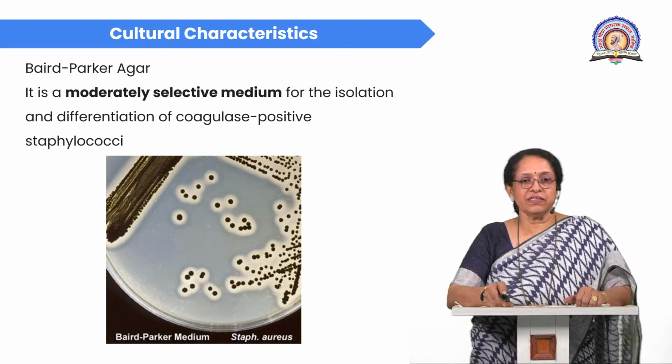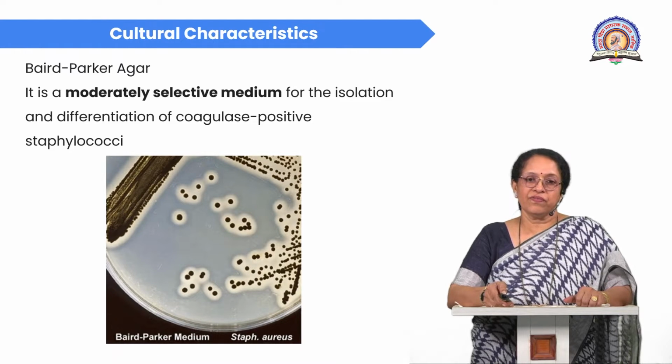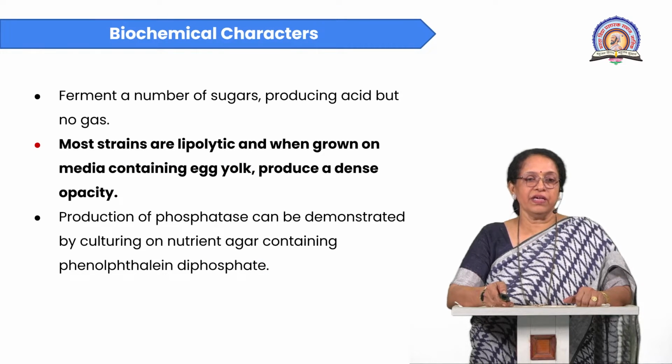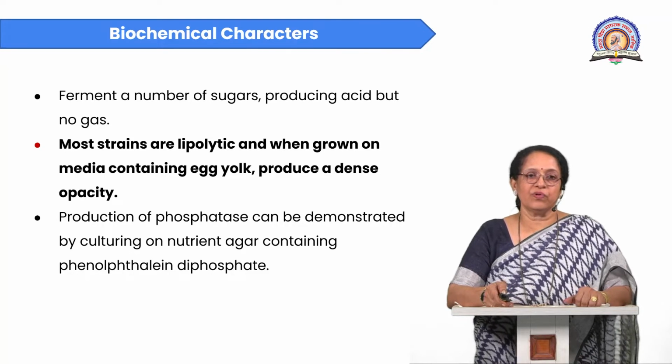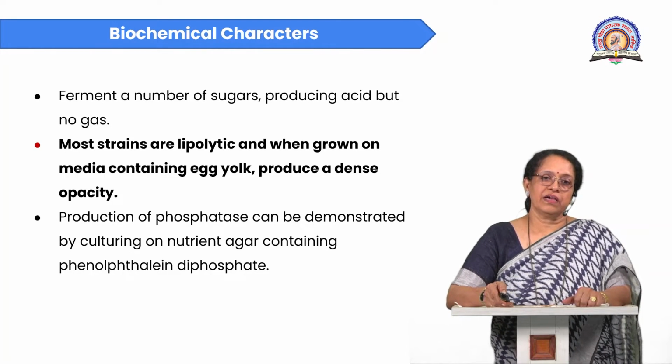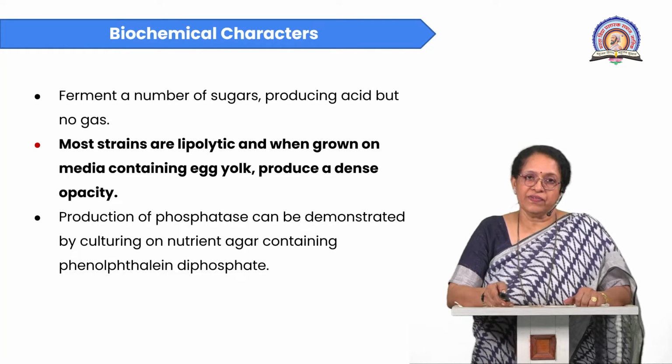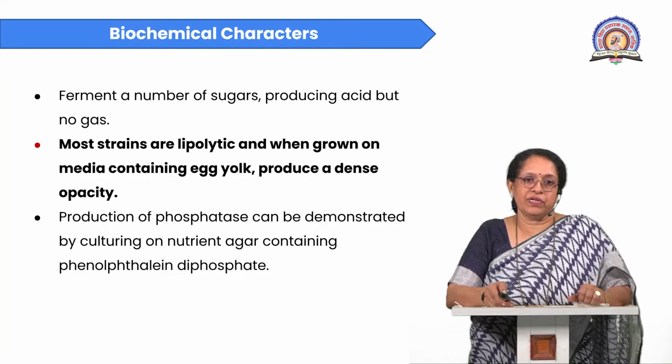Here you can see in this figure growth of Staphylococcus aureus on Baird-Parker agar. This media, as well as egg yolk containing media, are used for cultivation of this organism. When this organism grows on all these media, there is utilization of a sugar present in the media and there is acid production, but there is no gas production. So this characteristic helps in the identification of the organism in the laboratory.